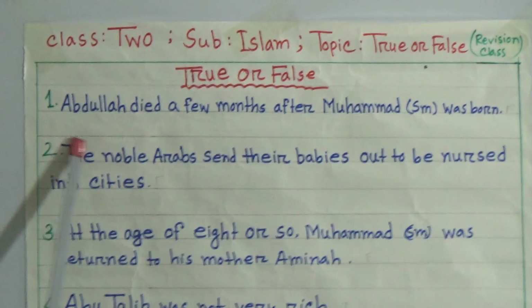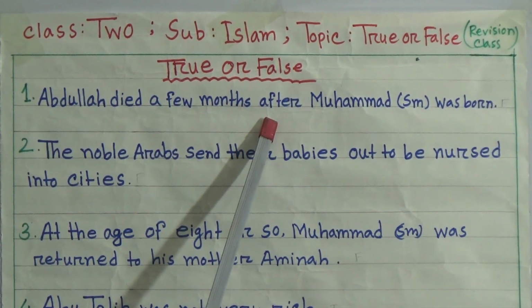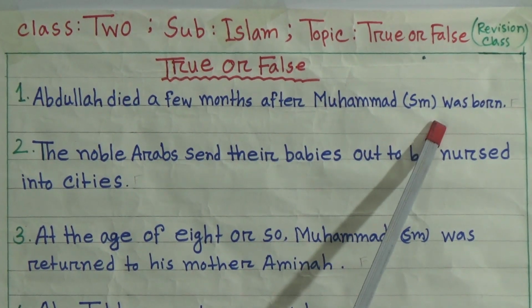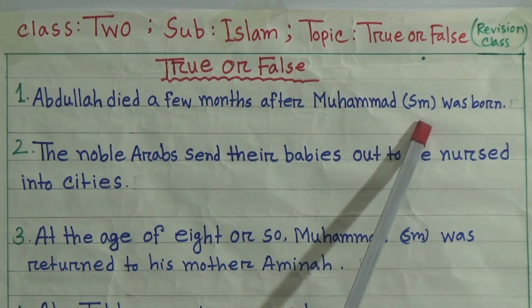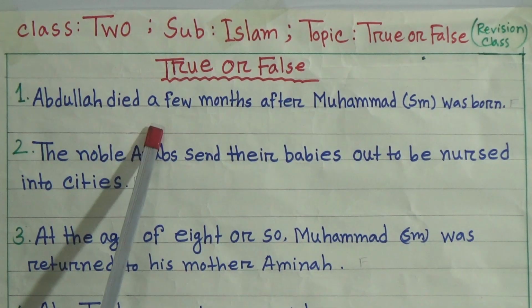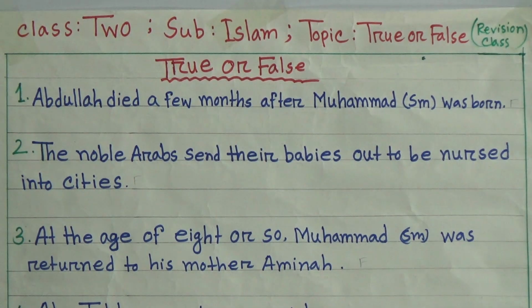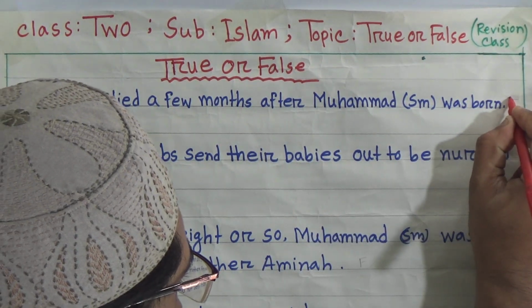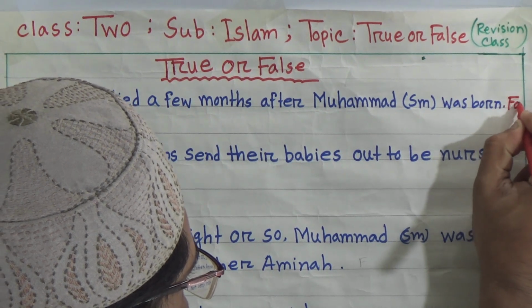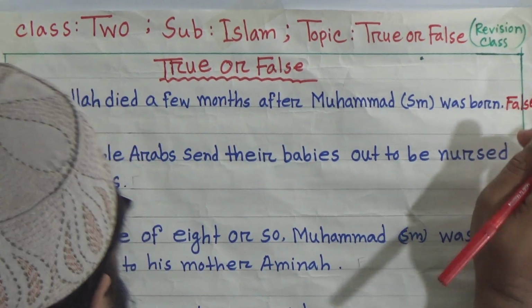Our first sentence is, Abdullah died a few months after Muhammad sallallahu alaihi wasallam was born. My dear students, this is a false statement. So our answer will be false. Now we will write the answer: F A L S E, false.